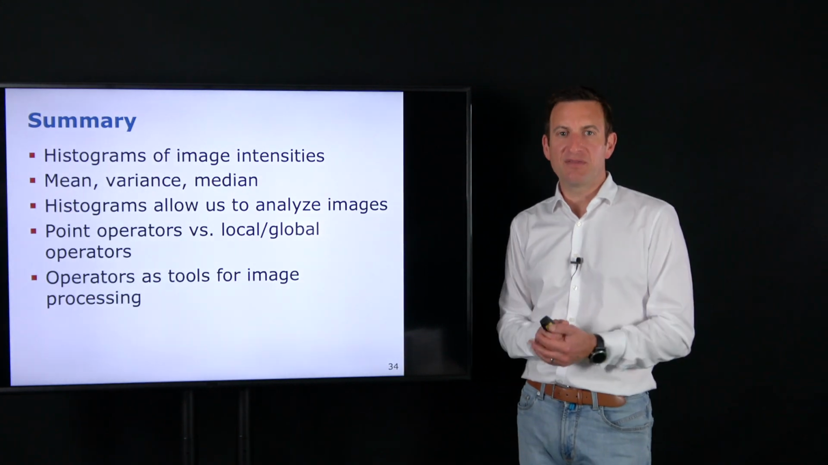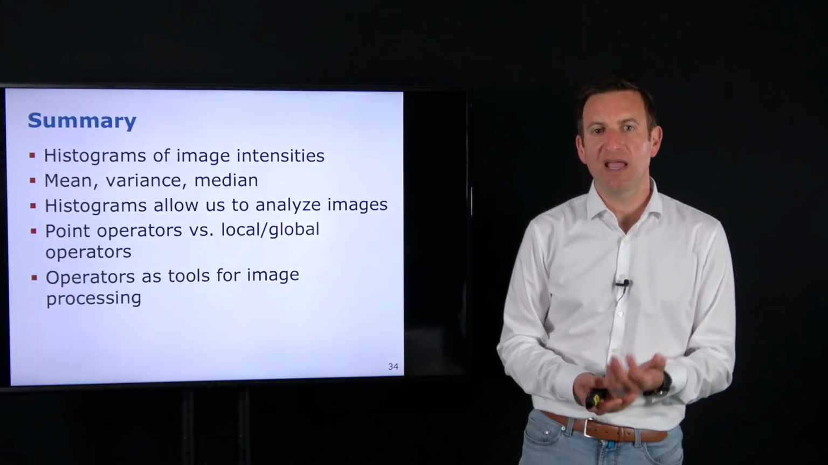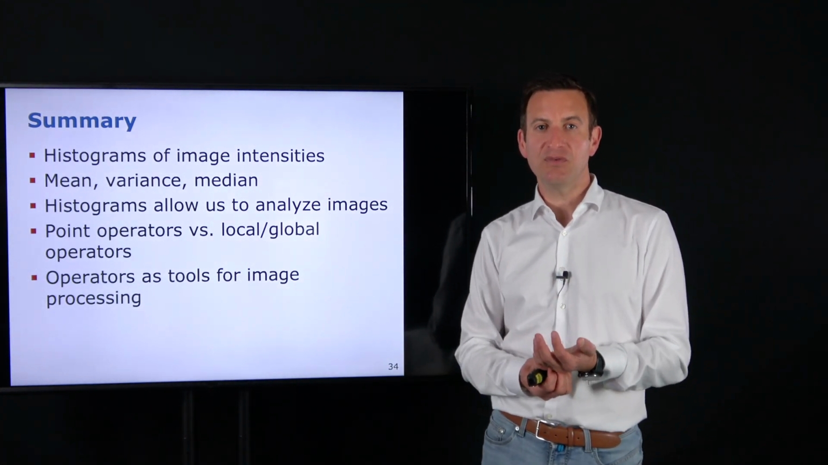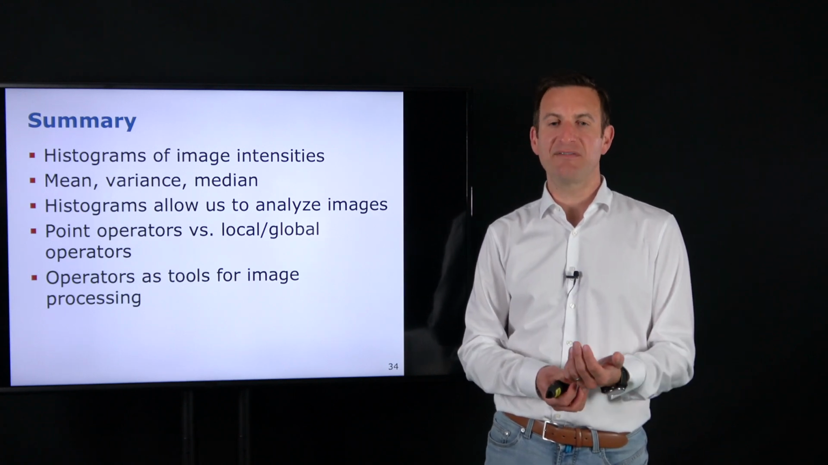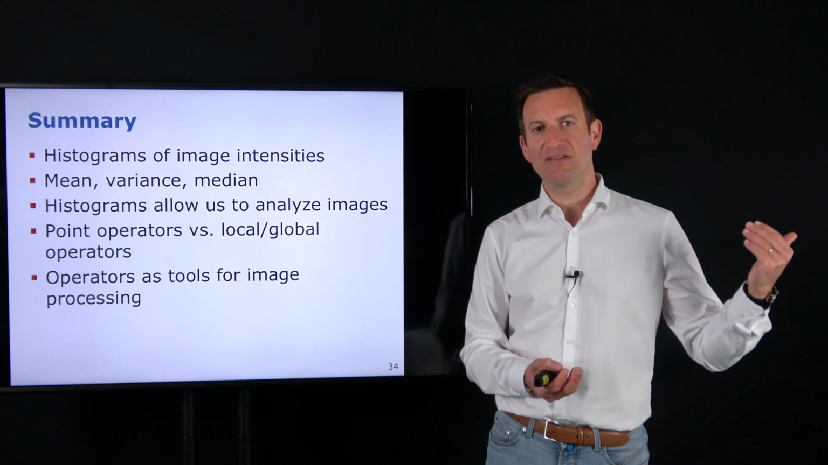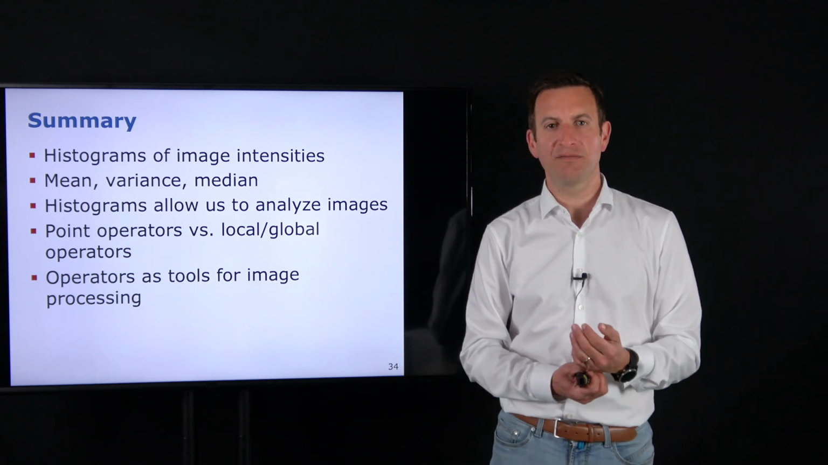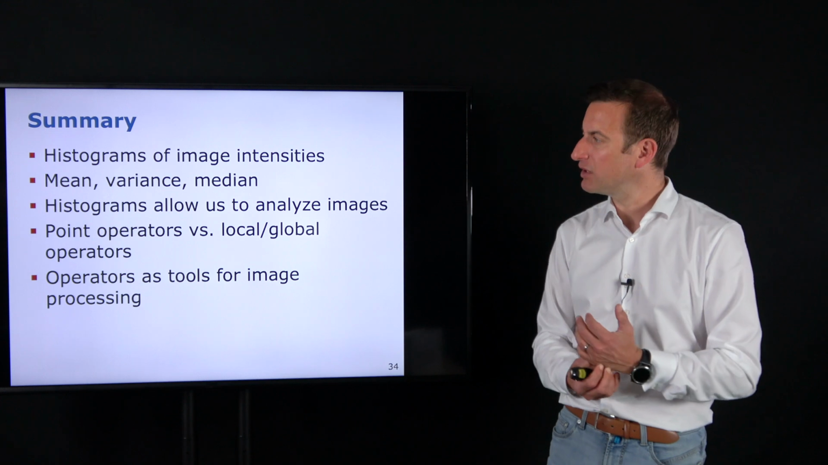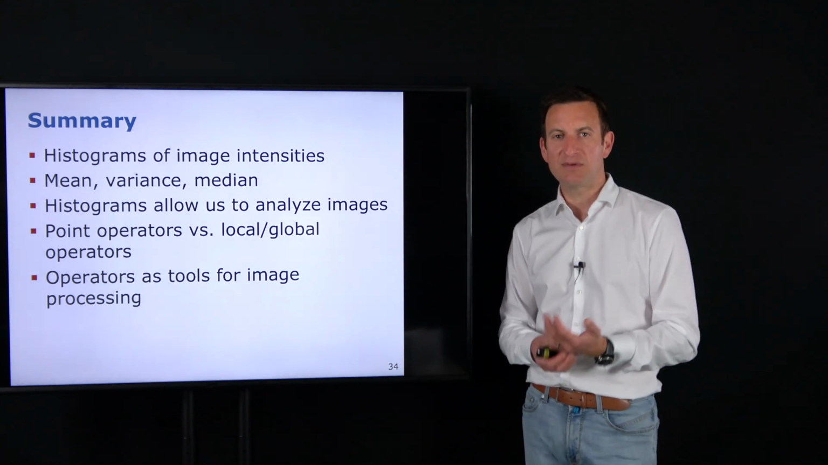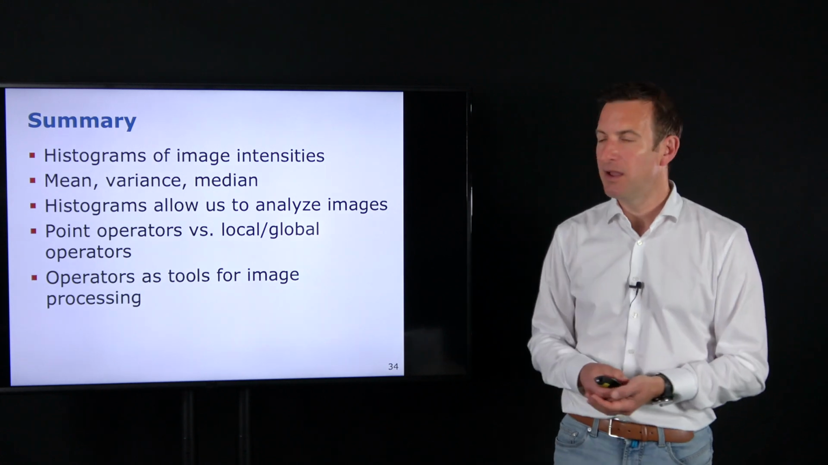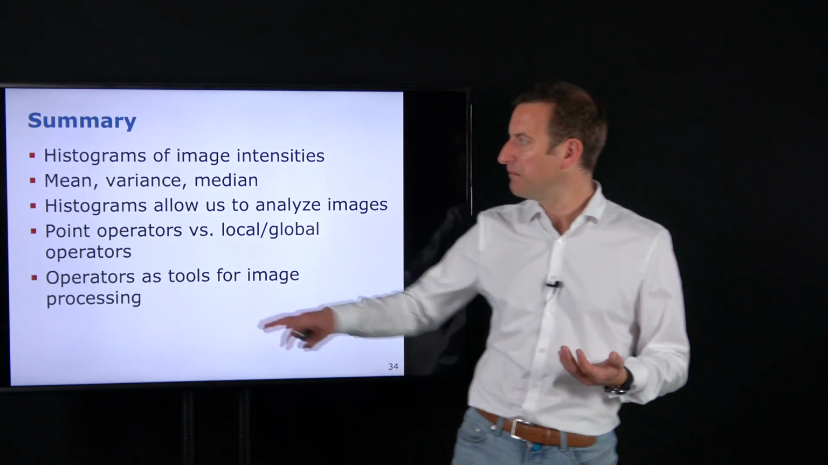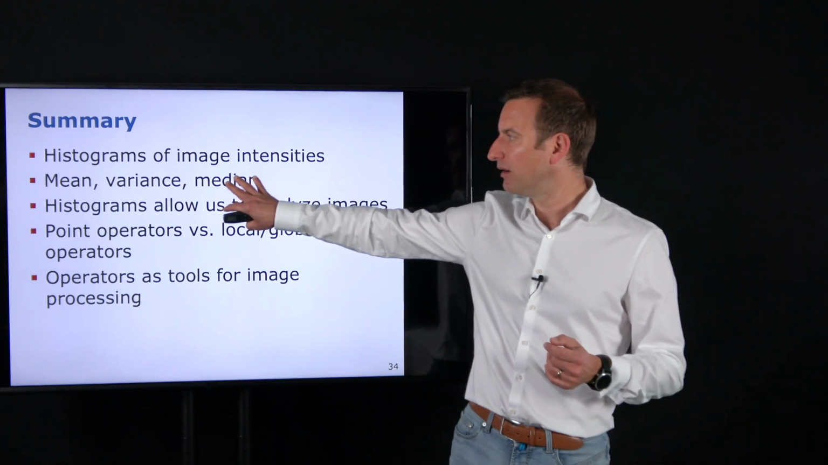So with this, I'm coming to the end of this first lecture. What we have done here today is we have introduced the idea of histograms and using histograms for the intensity values that we have in an image. So the histogram provides us with the distribution of intensity values that I have in my image. I can do this with grayscale images, what we have looked into here, but I can also do this with color images, for example. We looked into certain things like mean and variance.